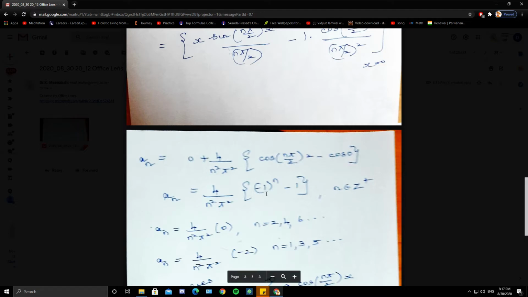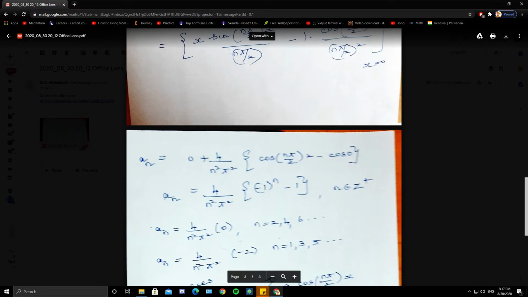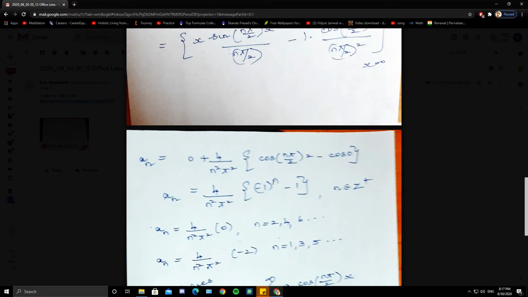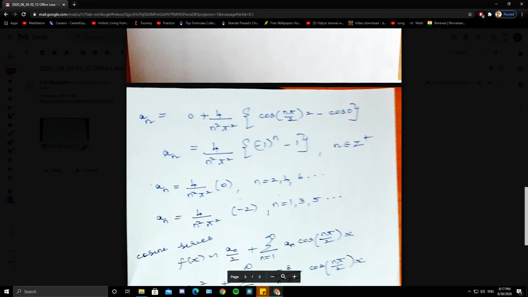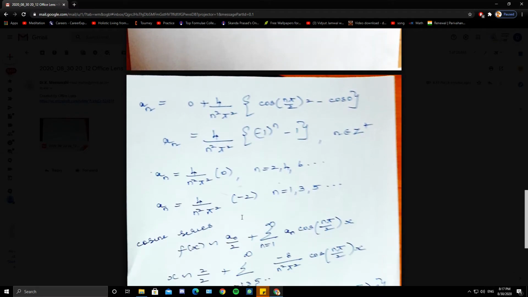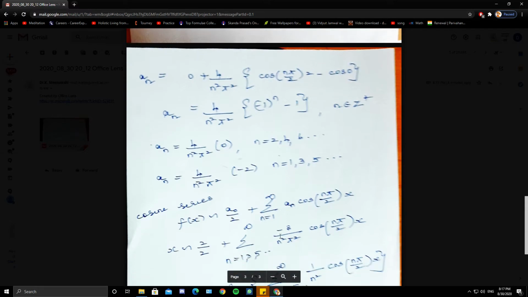The bracket term is 0 when n is even, and the bracket term is minus 2 when n is odd. For example, if n is 2, minus 1 whole square is 1, and 1 minus 1 is 0. If n is 1, minus 1 minus 1 is minus 2, so the bracket term is minus 2. So we have got a naught and a n, and we know that a n exists only when n is odd.